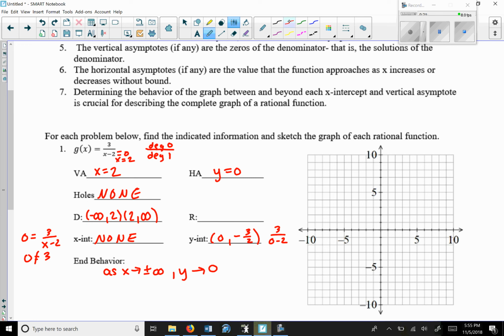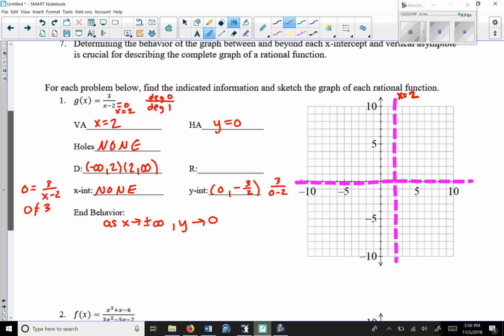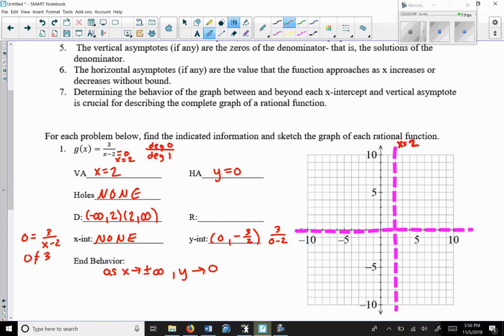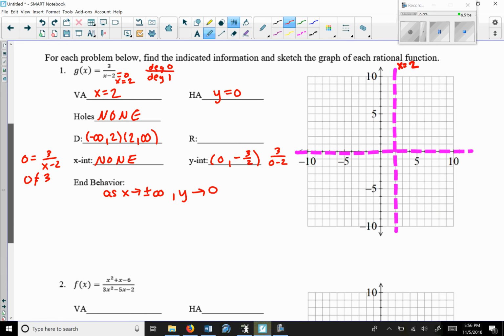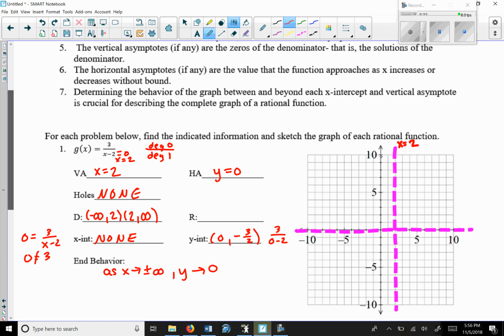On my graph, I'm going to go ahead and put my asymptotes on first. So I have a vertical asymptote at x equals 2, and then I have a horizontal asymptote at y equals 0. I always like to put those on my graph first. At x equals 2, we want to figure out what is happening in our graph. I don't have any x-intercepts in this case, but I do have a y-intercept of 0, negative 3 halves.